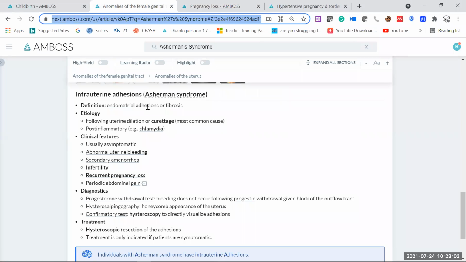Okay, here we have Asherman syndrome. Another word for Asherman syndrome is actually intrauterine adhesions. And why are these endometrial adhesions or fibrosis there in the patient's body? Sometimes following uterine dilatation and curettage.